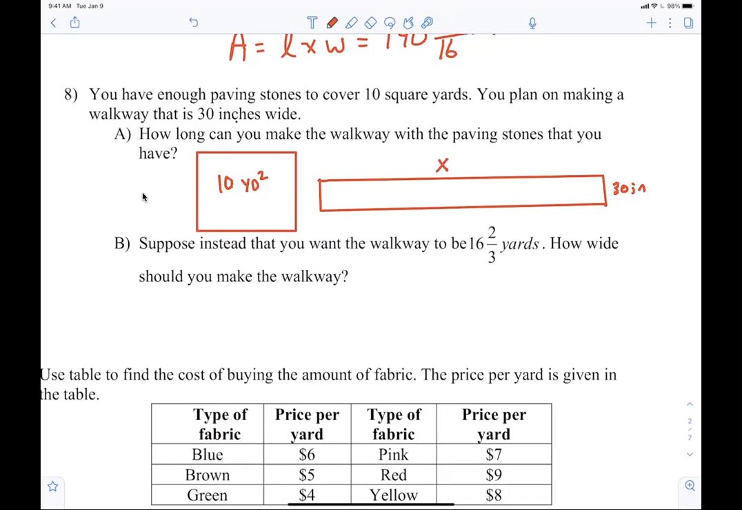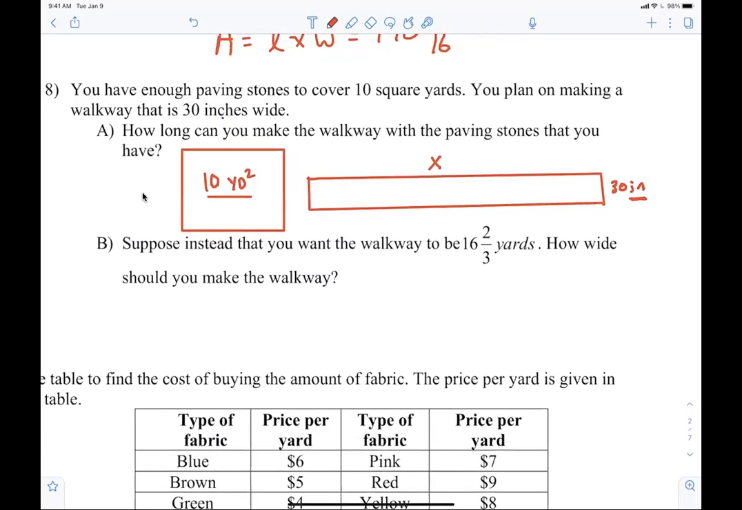Yeah, so I have 10 square yards. But over here I have what? The wrong unit. So what is that? Inches, right? So what I want to do is convert the inches to yards. Or you can convert the yards to inches. Yeah, but we're going to convert the inches to yards. I like that, because I don't want to say my walkway's 72 inches, right? So I know it's 30 inches wide.